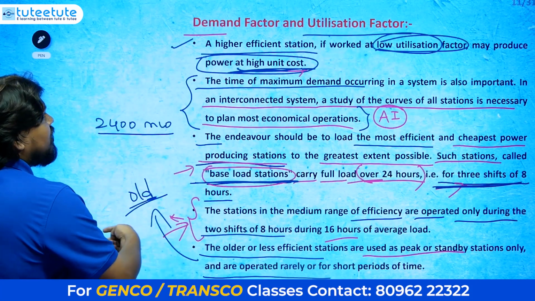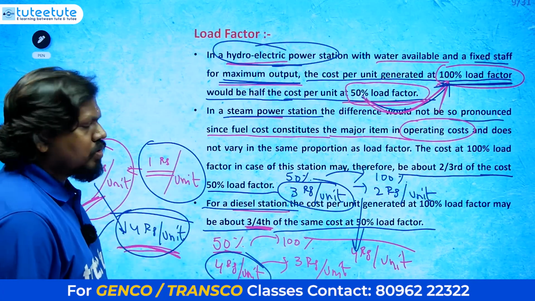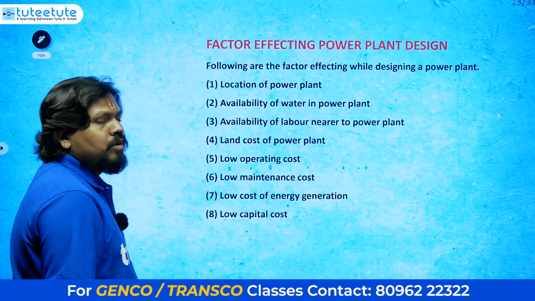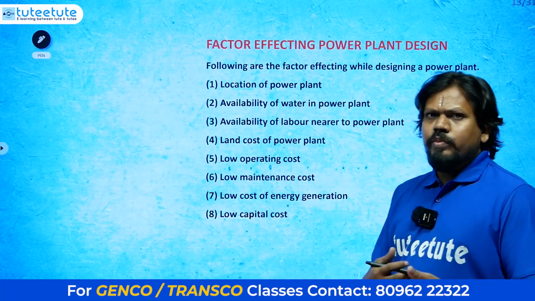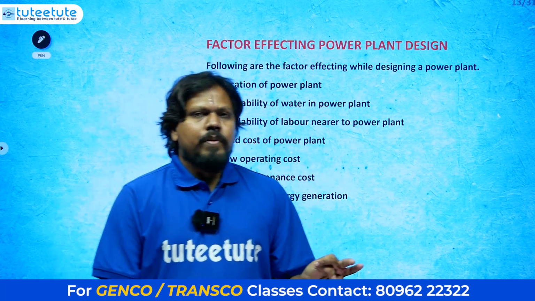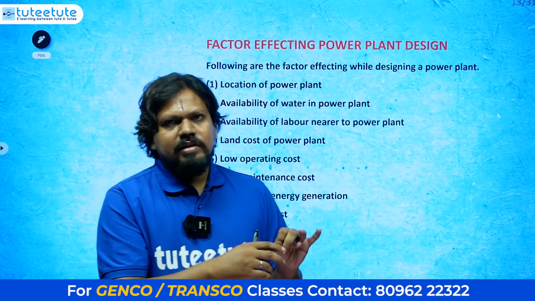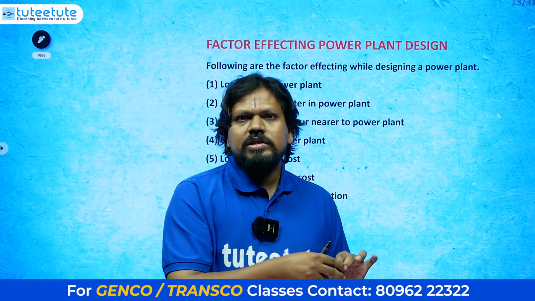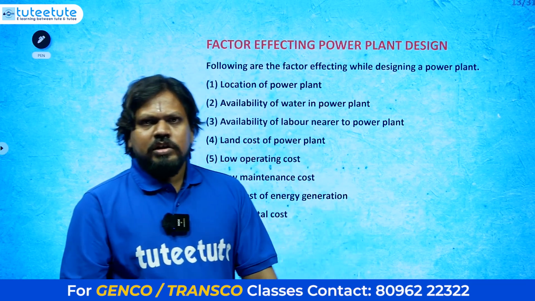So these are about the demand factor and utilization factor, and similarly the load factor. These three are major things to analyze for entire power system plants. In generation we have so many plants like this, but these three power plants, hydroelectric, thermal and diesel power plant, if you analyze these three, then we can analyze all the things. Nuclear power plant operation and thermal power plant operation are almost similar, and even the characteristics of these two plants are similar.